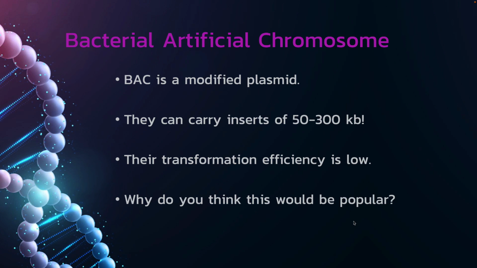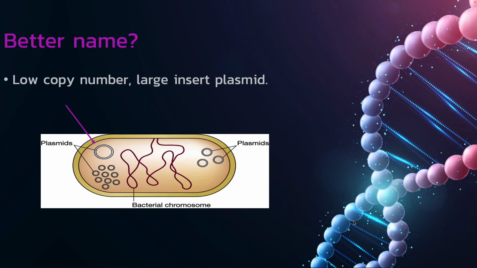So then what can we do? Why would we use it if it's really that challenging? Those smaller vectors are a lot easier. And I kind of alluded to this already, why we would still do this, why it would still be popular. And that's mostly because you can use it for genomic libraries or for very, very large pieces of DNA. A better name, instead of a bacterial artificial chromosome, is really a low copy number, large insert plasmid. But BAC is so much easier to say than low copy number, large insert plasmid.